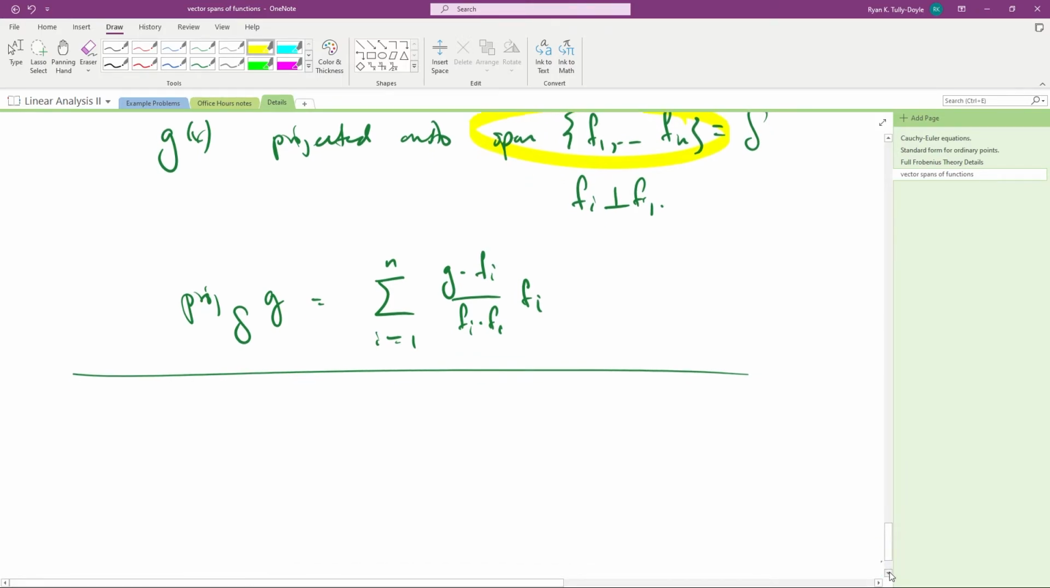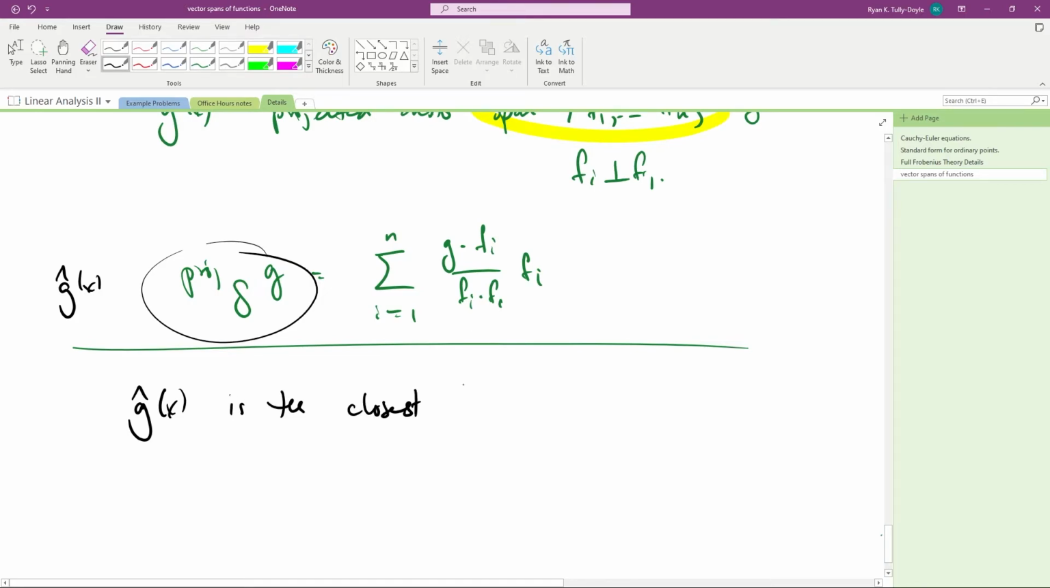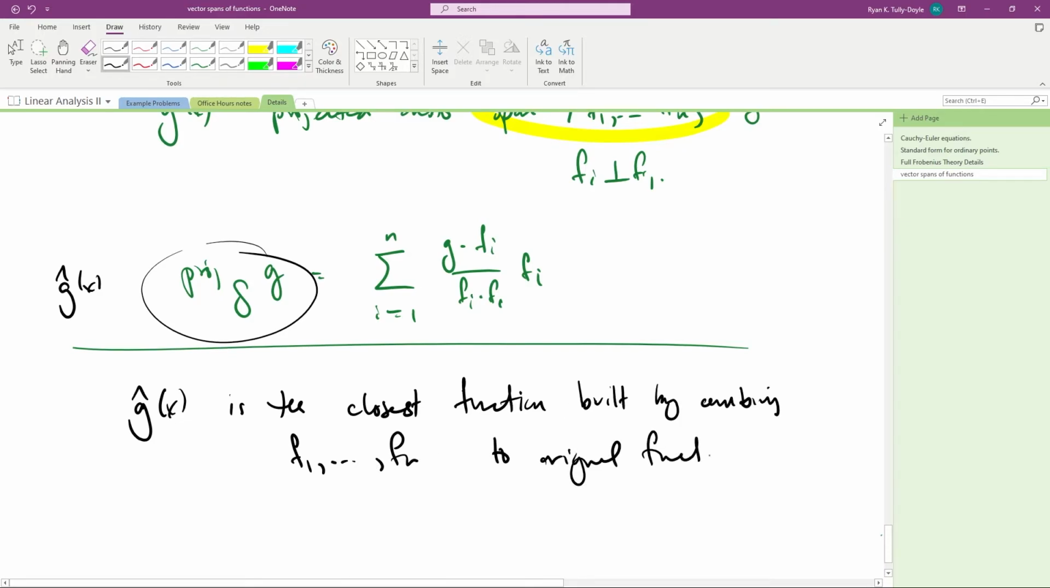Well, what it gets me is that this vector right here, maybe I'll call this g hat of x. That g hat of x is the closest function built by combining f1 through fn to the original function g of x. And close is pretty close.